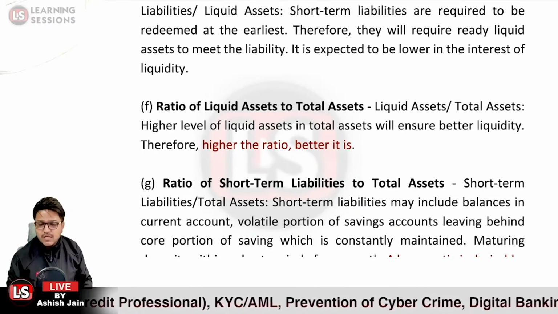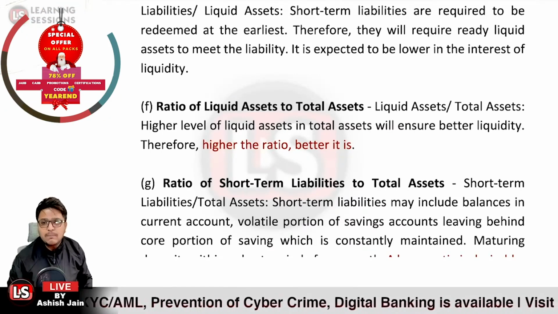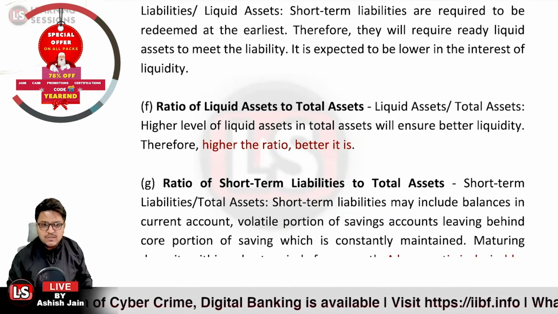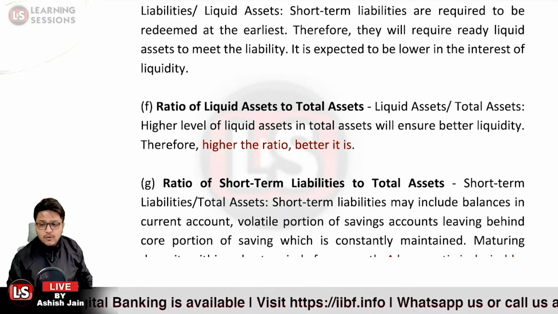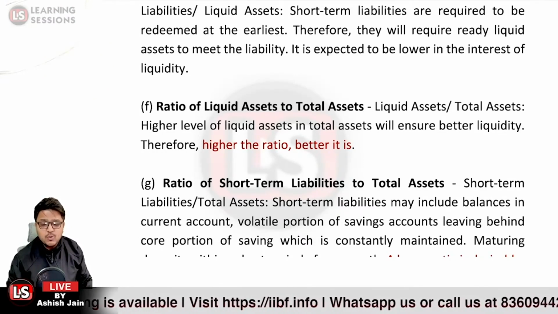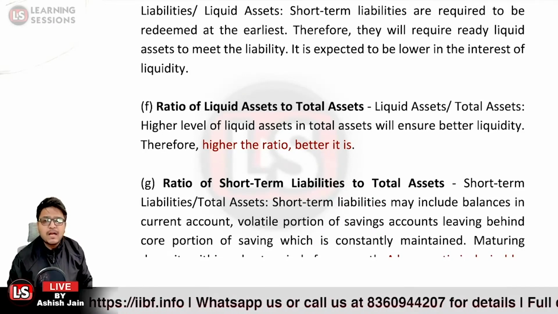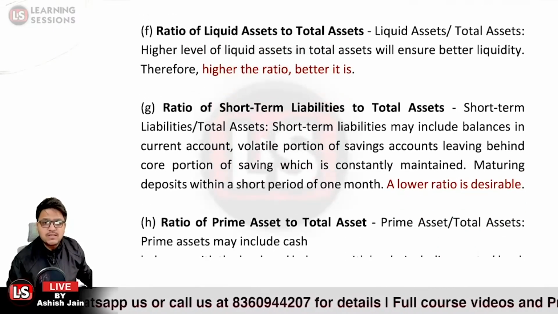Likewise, the funds in saving deposits and current account deposits are to be paid whenever demanded by the public. That is related to the short-term liabilities. So if you need to cover those liabilities, you actually require ready liquid assets. That particular part must be lowered. So a lower ratio is desirable.